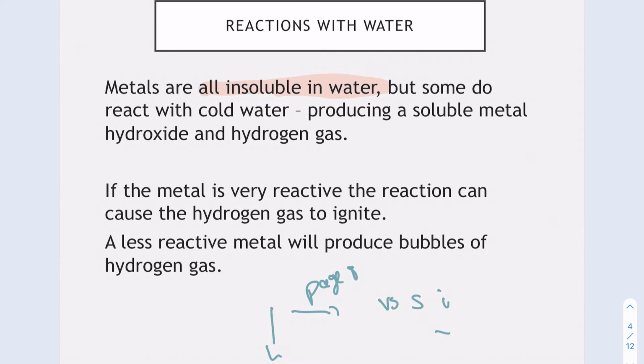And if you get a metal that does react, it makes a metal hydroxide, which is called an alkali. If you think back to first and second year, you would have done acids and alkalis. That's what an alkali is. And hydrogen gas. Now you can actually identify hydrogen gas by testing it. So a gas test for you is hydrogen ignites. It also burns with a pop. So you can identify it with a squeaky pop, and that is your test for hydrogen gas.